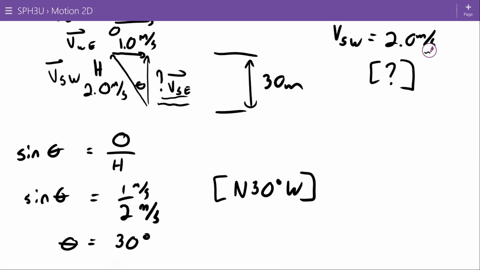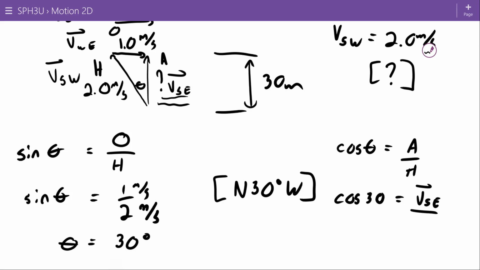Now, for this value, we can get it a couple different ways. We can use trig, or we can use the Pythagorean theorem. I find trig a tiny bit easier, so let's use trig. This is the adjacent side. So cos theta is equal to my adjacent over my hypotenuse. So that's the cos of 30, which is equal to V_SE over my hypotenuse of 2.0 meters per second.